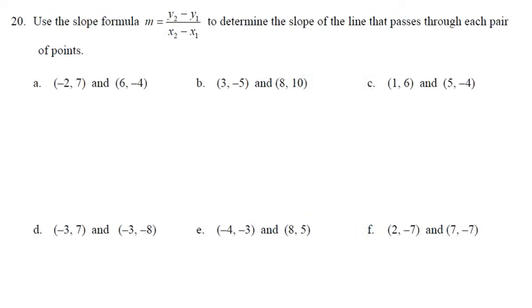Wow, how long does this keep going for? Well, we're doing parallel and perpendicular lines too. Use the slope formula, m equals y2 minus y1 over x2 minus x1, to determine the slope of the line that passes through each pair of points. That'll be really boring to sit and work through if somebody has to watch this. So I'm just going to pause this, give you a head start so you can work them out.